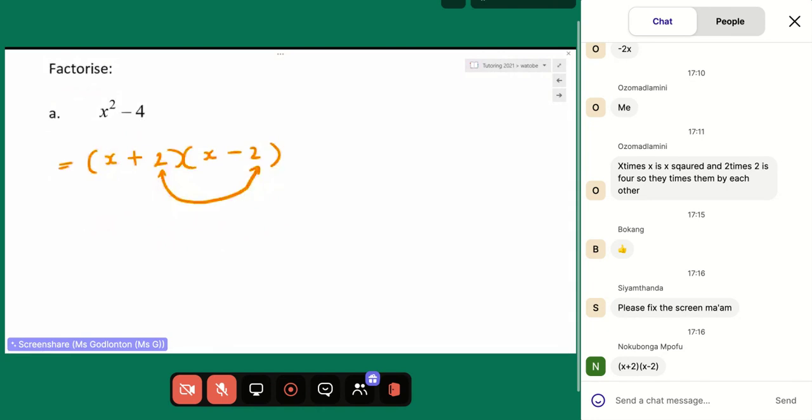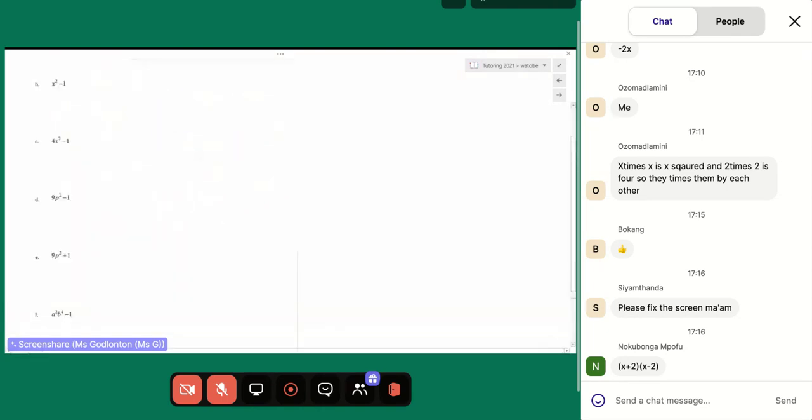Okay. Let's give B a try. I'm going to keep these all as easy as possible. If you're feeling good with B, you can give C a try as well.